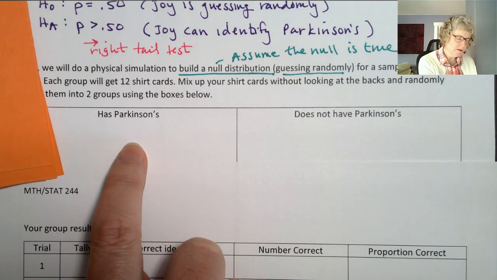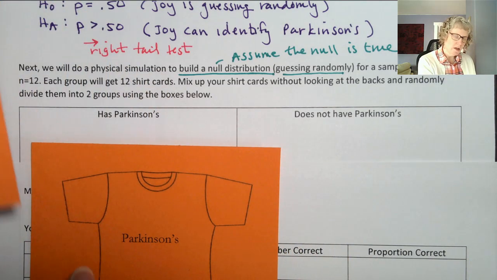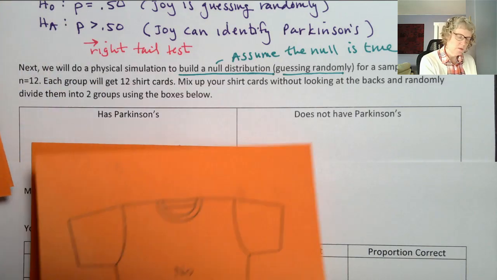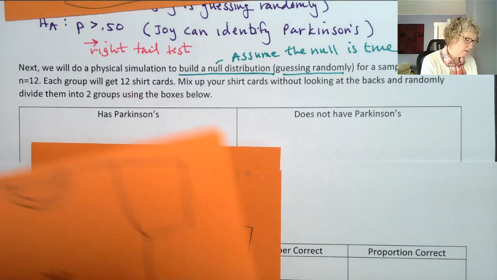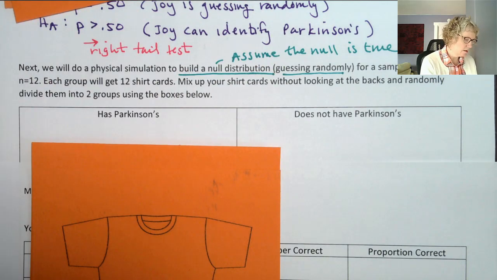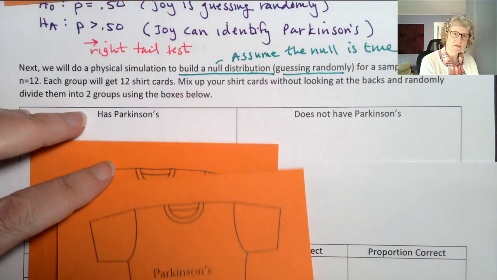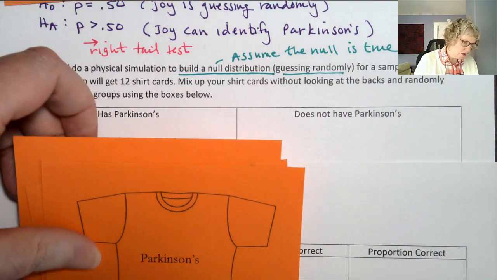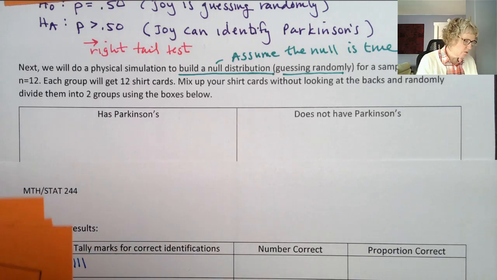So this is the has Parkinson's group. So there's 1, that one's not right. Has Parkinson's, that one's not right. That one's not right. Has Parkinson's. Okay, so there's 3 right in this group. You could do a tally mark, or you could just write 3.